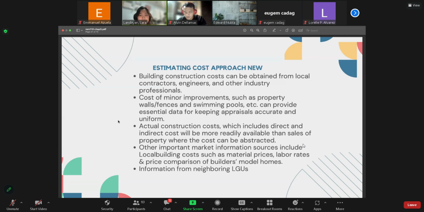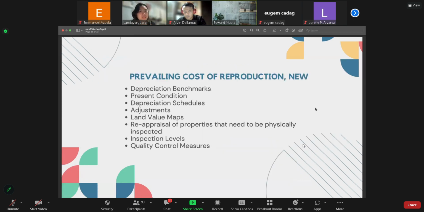Other important market information sources, including local building costs, such as material prices, labor rates, and price comparison of builders' models homes are also included in the estimation of the cost approach new. Sometimes when the information is scarce, you also use the information from neighboring local government units. Make sure lang the local government unit of comparison is similar. Hindi naman pwedeng Makati versus Pateros or ganun. Hindi po siya magiging accurate. Okay. We talk about the prevailing cost of reproduction.